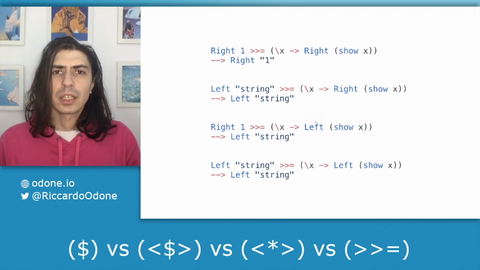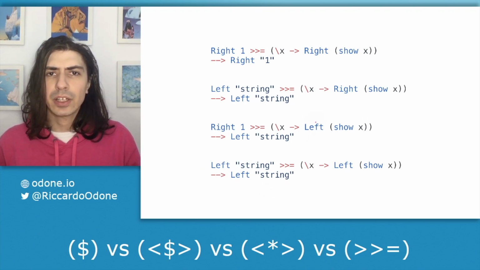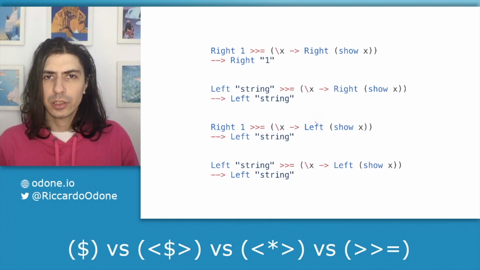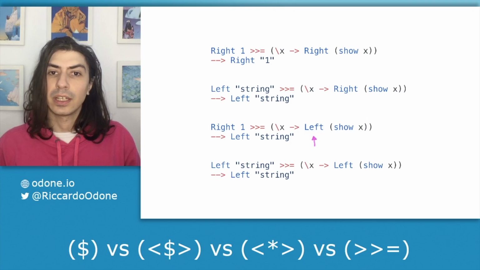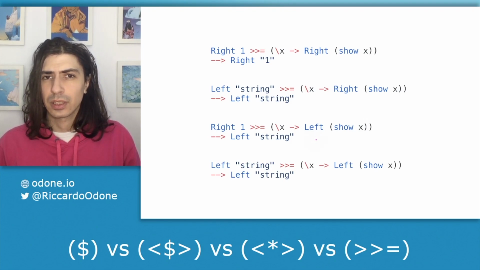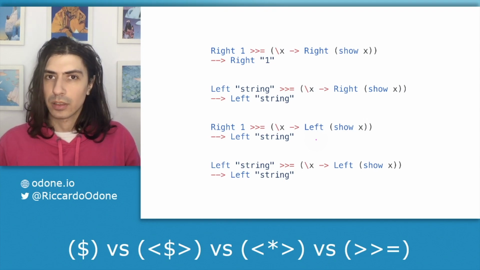Notice that in this case, the step function can change the value constructor that we return. For example, in the first case, we started with a Right and we ended with a Right. But this is not true, for example, of this third case here, where we started with a Right and the step function decided to return a Left. And this is what is different when it comes to monad.